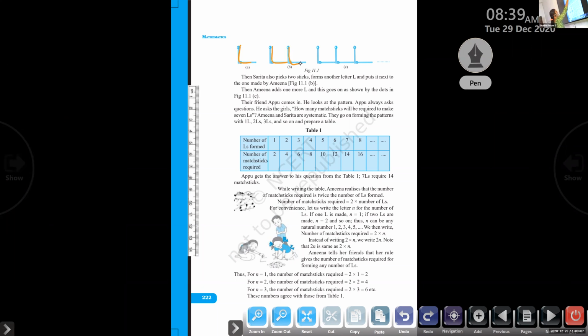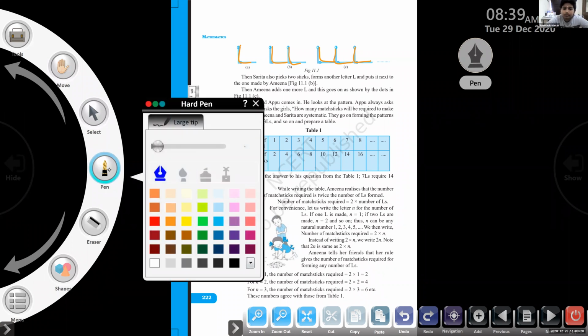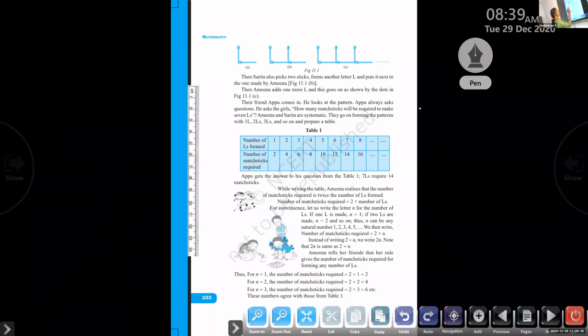This matchstick pattern, how many L's will be there, children? To form 1 L, how many matchsticks are required? Two matchsticks. So you remember all those. Okay, ma'am. So what we did is, we will draw a table like this, and we will write the number of L's formed.